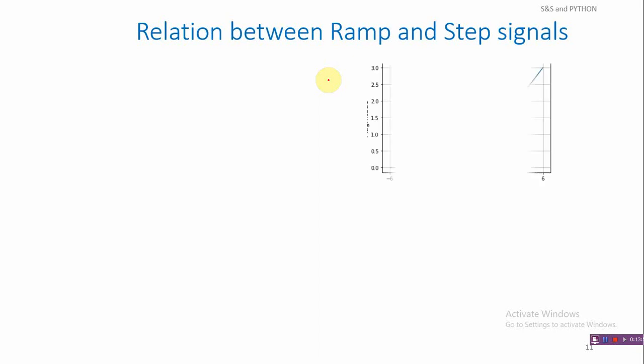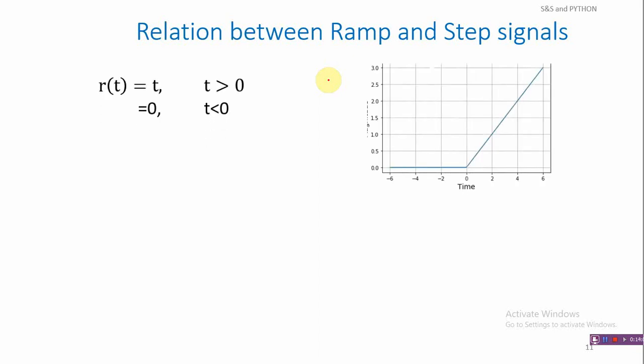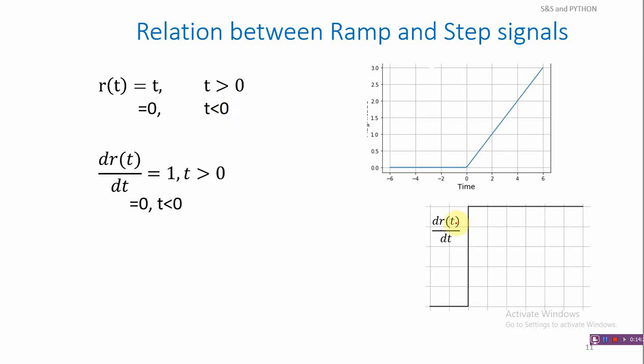Then the relation between ramp and step signal. We know that the ramp signal is defined as r of t equal to t for t greater than 0 and 0 for t less than 0, and graphically it is represented like this. If you differentiate this ramp signal, d by dt of r of t, for t greater than 0 it is equal to 1 because it is d by dt of t, and for t less than 0 it is 0. So when we plot this, it is nothing but a unit step signal. So we can obtain the unit step signal by differentiating the unit ramp signal. That's all for today.